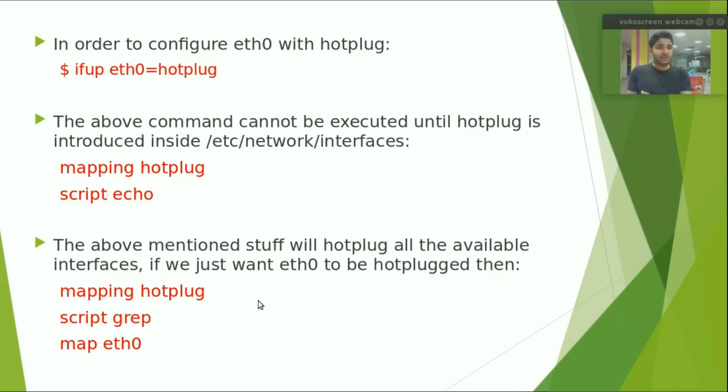So we will add these three lines. Instead of echo, we will do script grep, and then we will add the third line in the /etc/network/interfaces file: map ETH0. Simple as that. When you add that, only the ETH0 interface will be hotplugged. I hope you've got the point.